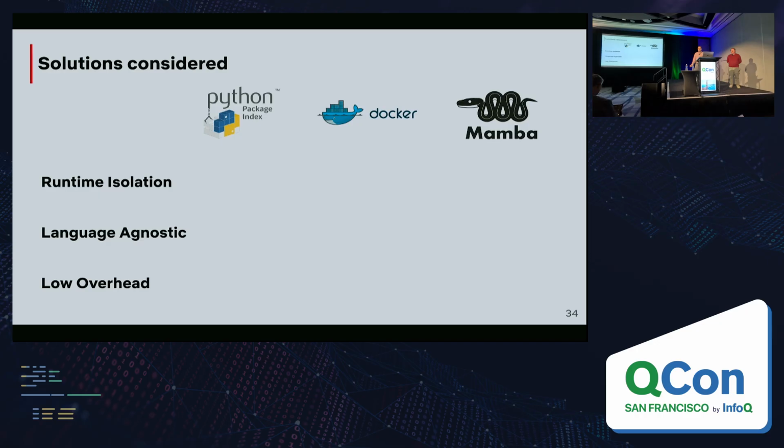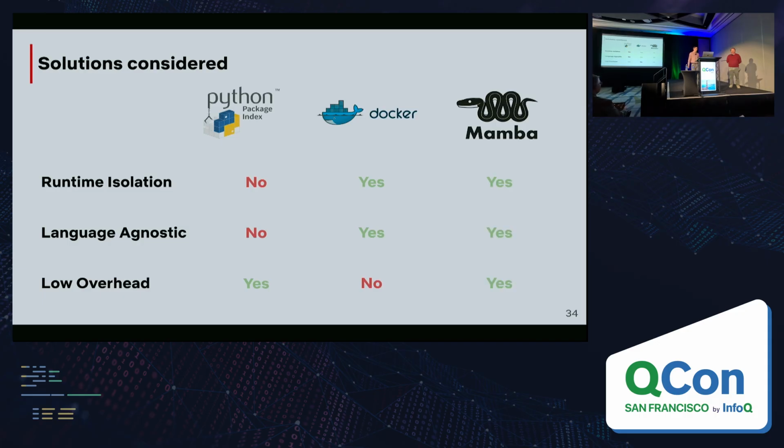We considered a couple of solutions: PyPy, Docker, Mamba. I won't go into too much detail, but basically, with PyPy, you don't really have runtime isolation because you depend on your platform. It's not really language agnostic. It does have a low overhead, and it's a very good solution for people. Docker is great for the first two, not so much for low overhead. It also is hard to use in our Netflix environment because we already run in a Docker container, so it makes it hard to use Docker in Docker.